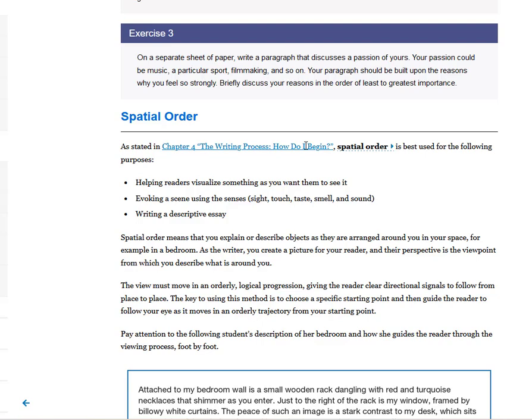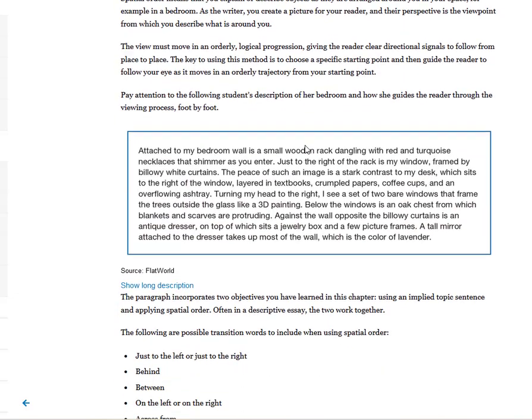As the writer, you create a picture for your reader, and their perspective is the viewpoint from which you describe what is around you. The view must move in an orderly, logical progression, giving the reader clear directional signals to follow from place to place. The key to using this method is to choose a specific starting point and then guide the reader to follow your eyes as it moves in an orderly trajectory from your starting point.